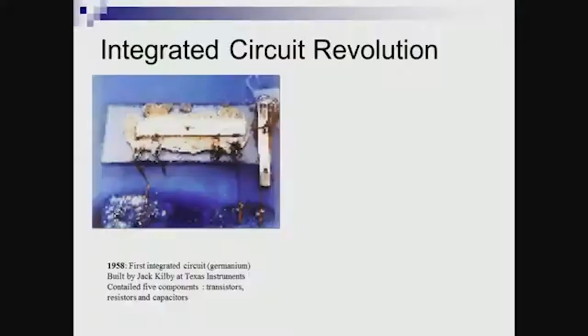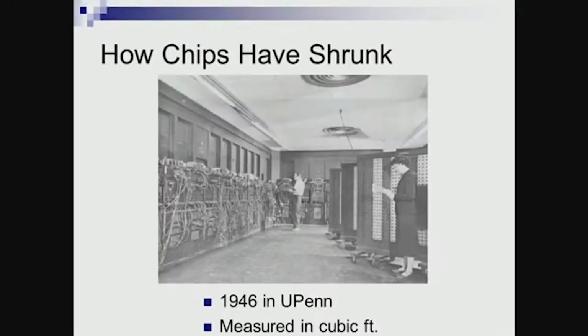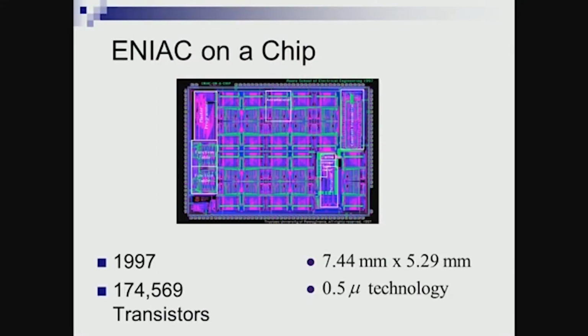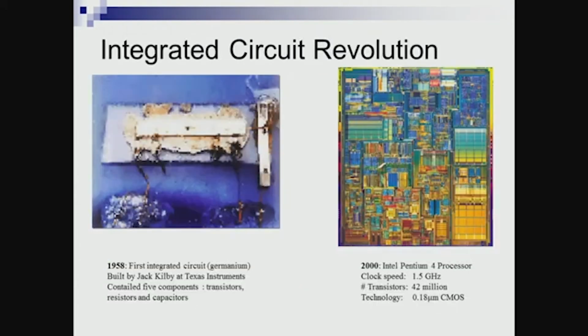Now, what made this possible? From 1946 to 1997, 51 years, what was it that made it possible to go from cubic feet to a couple of millimeter square?